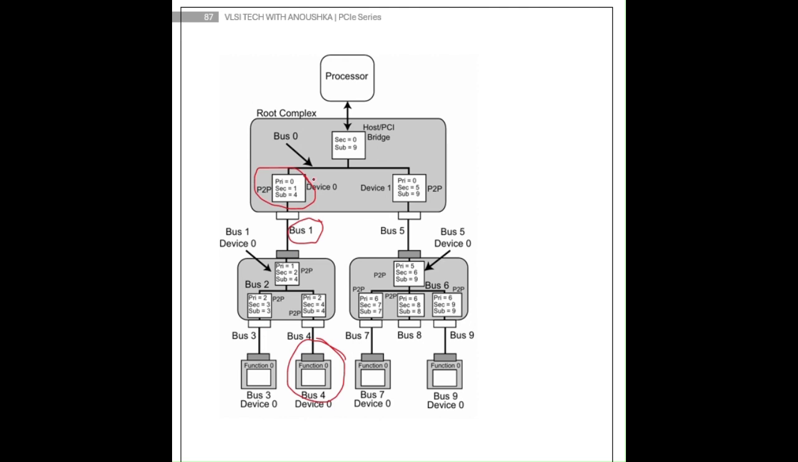As you can see here, this is the P2P bridge. It is given here, and here. The minimum bus number is 7, and the maximum bus number under this is also 7. So the secondary bus number is 7 and the subordinate bus number is 7. Both are the same. Here, the minimum bus number below this is 5 and the max is 9.